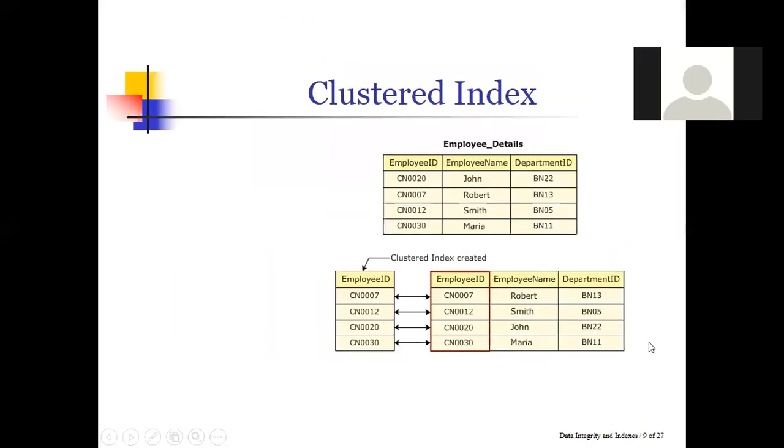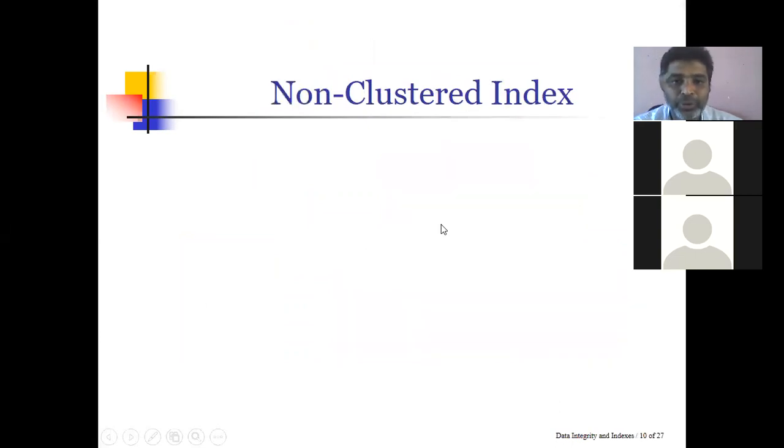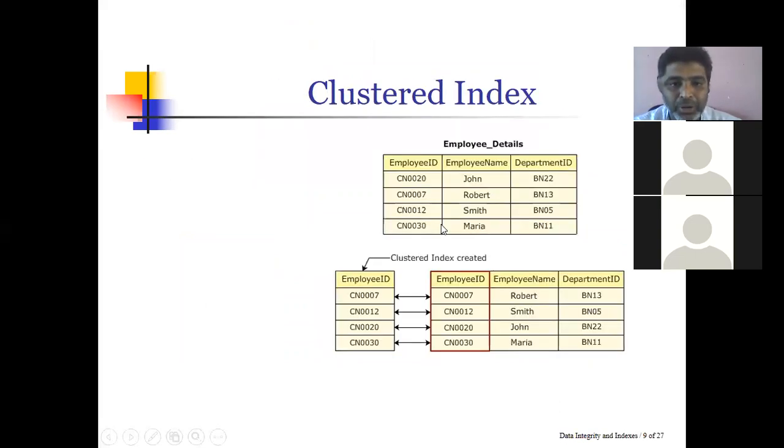Internally, even if the data is like this, whenever you apply a search, it will arrange it something like this and then the searching will happen. That was about your clustered index. I will come to the practical, but first we'll try to understand this.